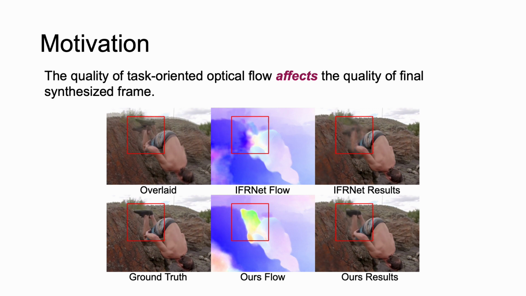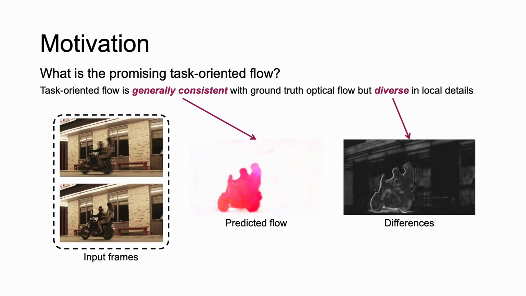As shown in the image, it is challenging to estimate accurate optical flow motion for the person's foot due to the significant motion displacement. If the motion is accurately estimated, the position and contour of the foot can be well synthesized. So what is the promising task-oriented flow?